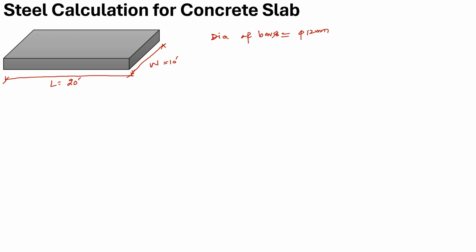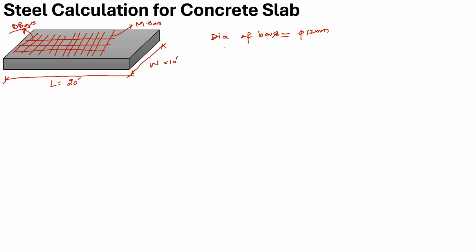So let us say these are the main reinforcements provided along the width, meaning the length of the bar will be along the width of the slab. This is known as the main reinforcement or main bars. These are known as M bars, and the other bars are provided with their length along the length of the slab. So these are known as the distribution bars, D bars.